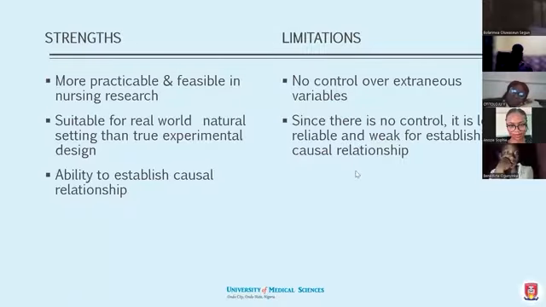Then, since there is no control, it is less reliable and weak for establishing causal relationship because it lacks control. And at times there may not be a true randomization, but you only do your manipulation.